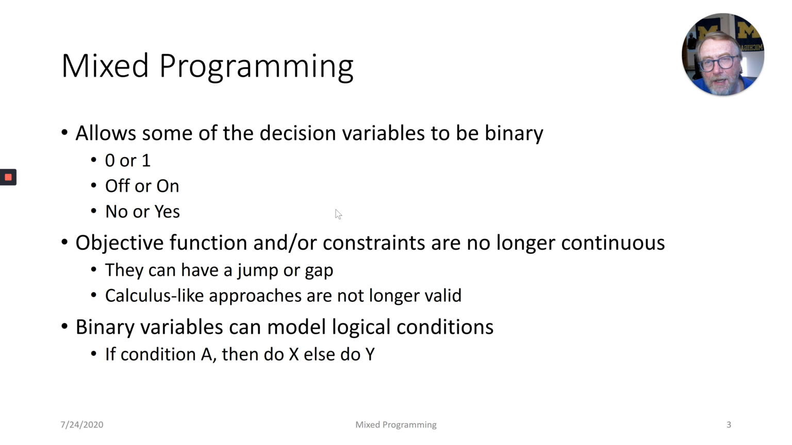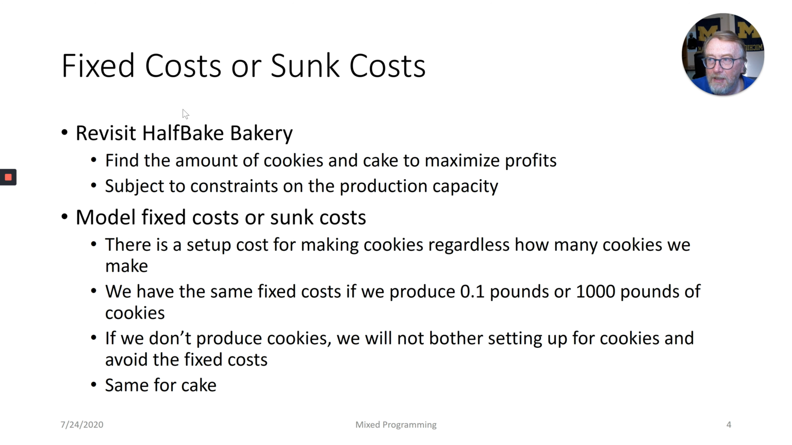So the real advantage, though, of using binary variables with optimization is you can bring in logical conditions. Like if condition A holds, then we do x, otherwise do y. And we'll see how that works out. So we're going to go back to our example with Half-Baked Bakery, where we're making cookies and cakes and trying to maximize our profits. But we have the typical constraints on production capacity. But now we're trying to figure out how we can model in fixed cost. How can we bring in fixed cost?